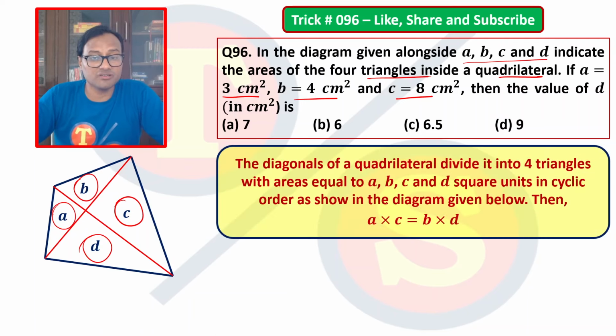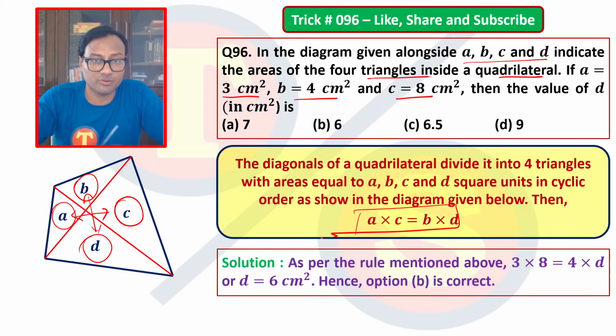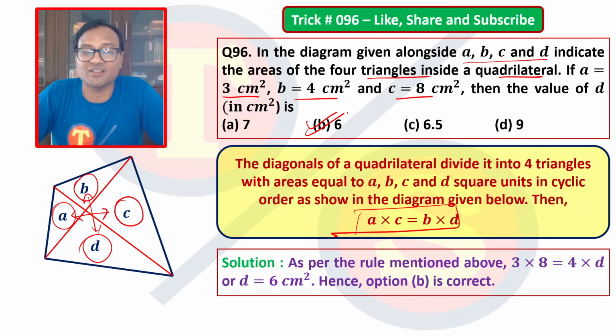The rule is what? That the product of A and C, the product of the areas of the two opposite triangles, and the product of the areas of the other two opposite triangles, these products are always equal. So A into C is always equal to B into D, and with this logic, the answer to this question will be equal to 6 centimeter square. Answer option B is the correct answer. Okay, correct hai? Happy with it?